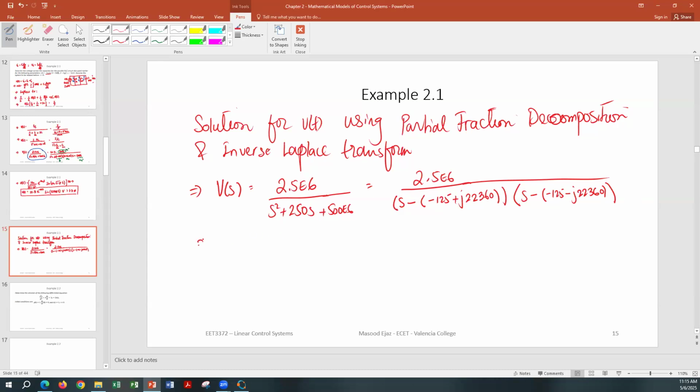So I can write this down in terms of partial fraction as A over s plus 125 minus j 2236, and then if your denominators are complex conjugate, then your numerators will also be complex conjugate. So this will be the complex conjugate of A.